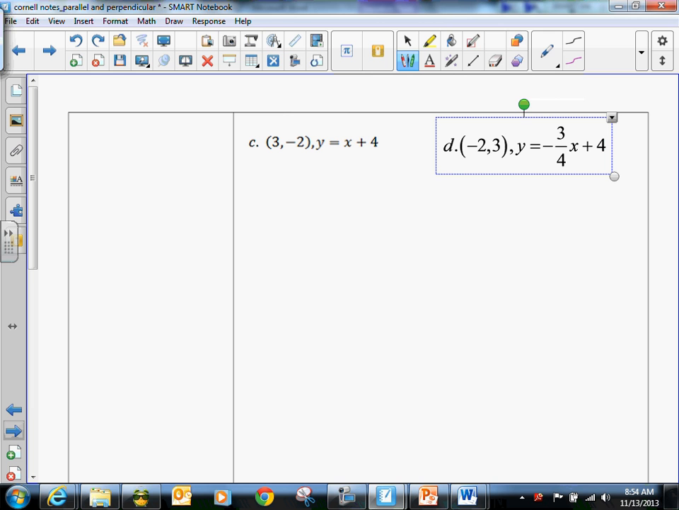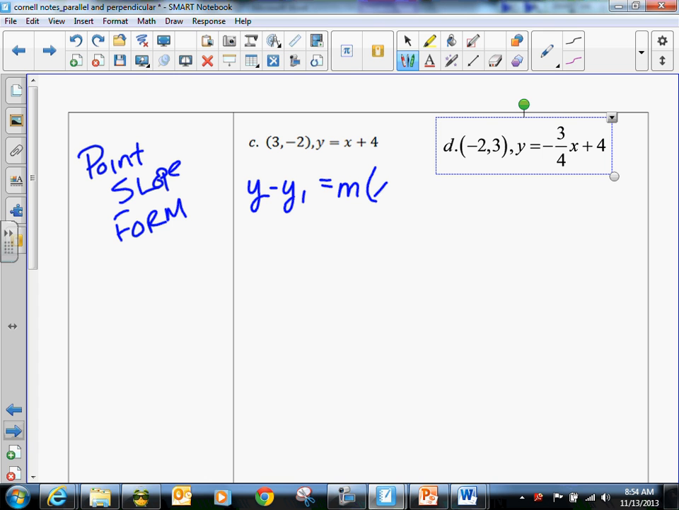This is where that note where it says you should use point slope form. Let's go ahead and write that point slope form here. Here's where we're going to use that point slope form. So for this first one, we have the equation y equals x plus 4. So I'm going to start with point slope form. y minus y1 equals m times the quantity x minus x1.